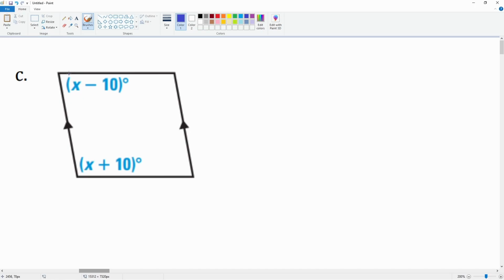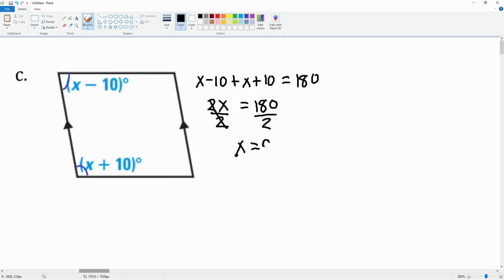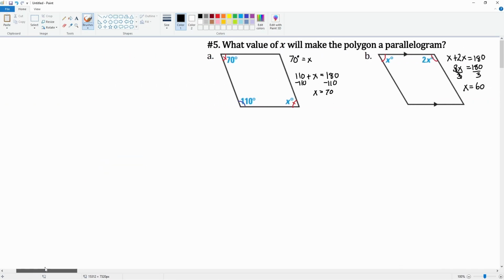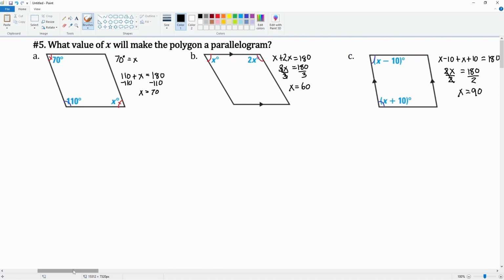Okay, we know that this angle and this angle have to be supplementary because again, the consecutive interior angles of a parallelogram are supplementary. So x minus 10 plus x plus 10 has to be equal to 180. X plus x, it is 2x. Minus 10 plus 10, that gets you 0, is equal to 180. Divide by 2 to both sides, leaving you with x is equal to 90 degrees. So those are the values of x such that you can use to show that this polygon is a parallelogram.